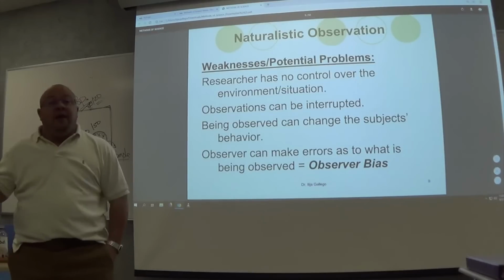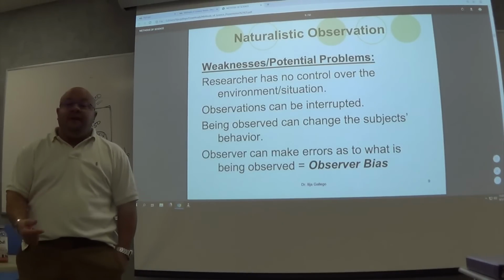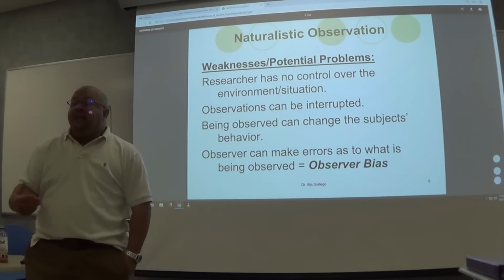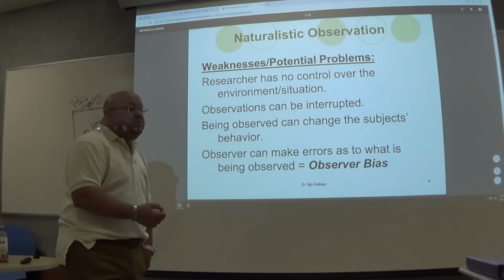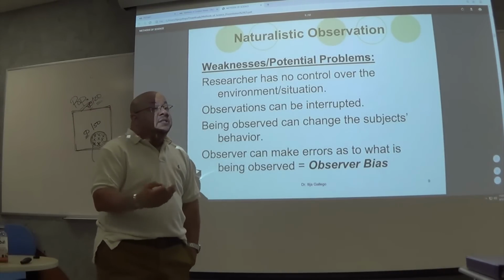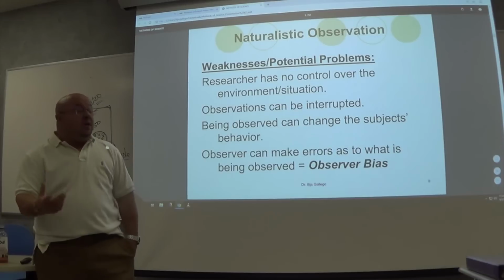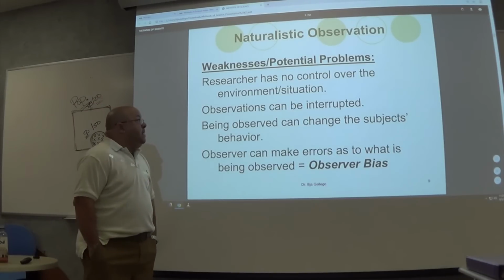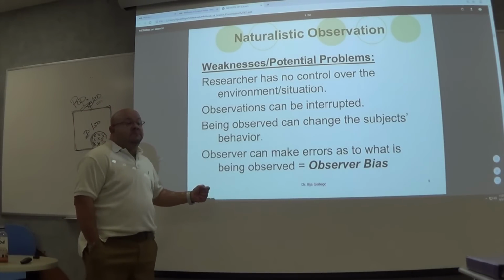The animals know you're there, or people who know you're there are not going to behave the same possibly as if you were not there. Therefore, these observations have to be done somehow in secret with a hidden camera or a two-way mirror or something like that. So there are problems with naturalistic observation.